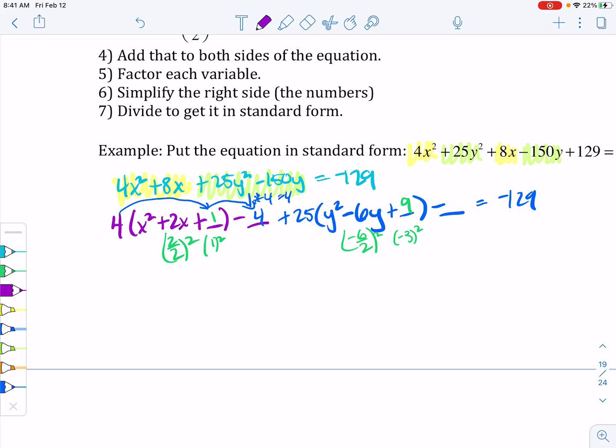And then on this one, I was really doing 25 times 9. So if we do 25 times 9, that gives us 225. So I was really adding 225 here, so I have to take away 225. Okay.